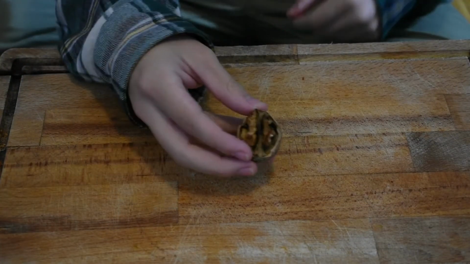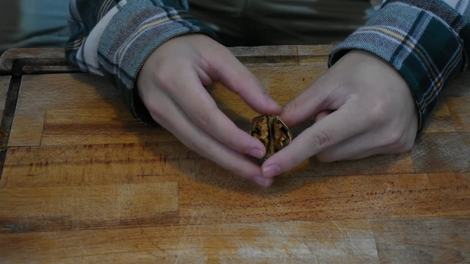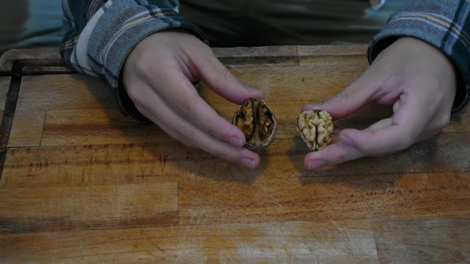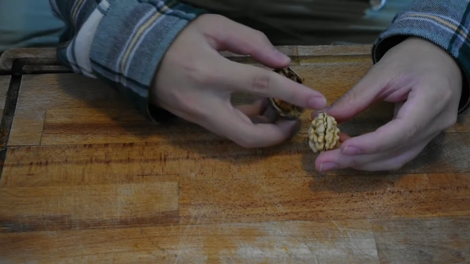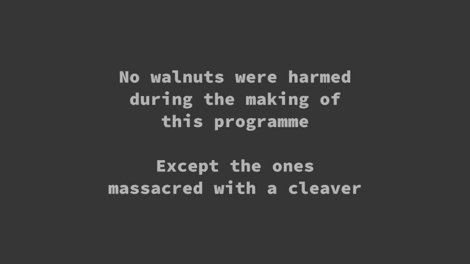As you can see, our protagonist's instinct bamboozled him because the gap between the two flesh parts runs perpendicular to that between the two shells. Here's a naked specimen for reference. No walnuts were harmed during the making of this program, except the ones massacred with a cleaver. With this new knowledge acquired, the power to model the flesh is ours.